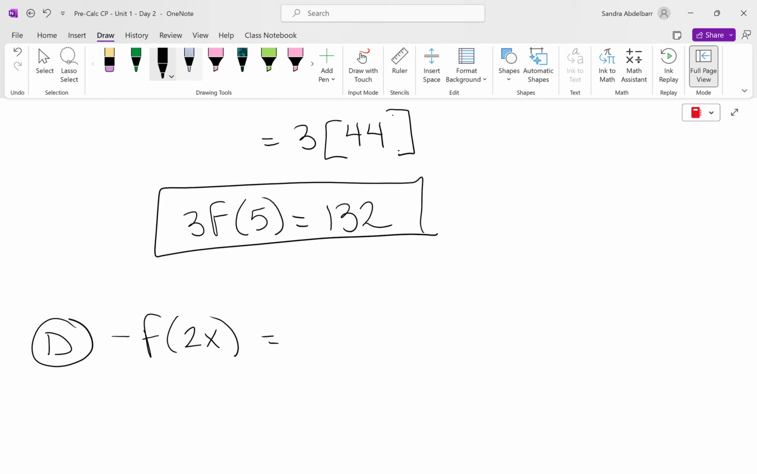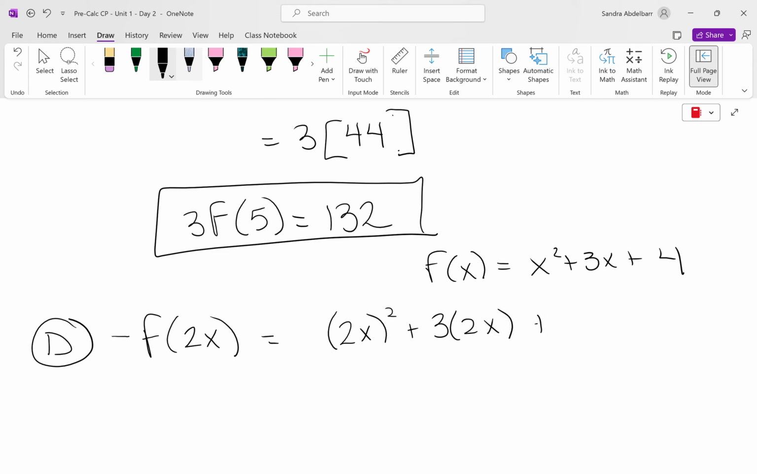f of 2x. Good. In this scenario, we have to do f of 2x first. So I'm going to plug in that 2x anytime I see x. And we're still working with the same function, f of x equals x squared plus 3x plus 4. So we're going to have (2x) squared plus 3 times 2x plus 4.